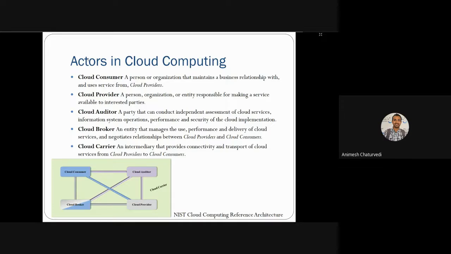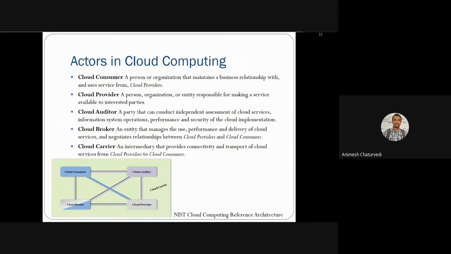And what is the cloud auditor? As we discussed earlier, they conduct an independent assessment. They measure what the cloud services are and how their system operation works, how the performance, availability, and turnaround time should work, and what the security of cloud computing is. And thereafter, the broker.